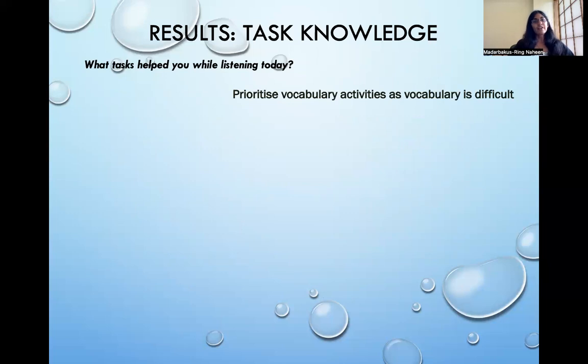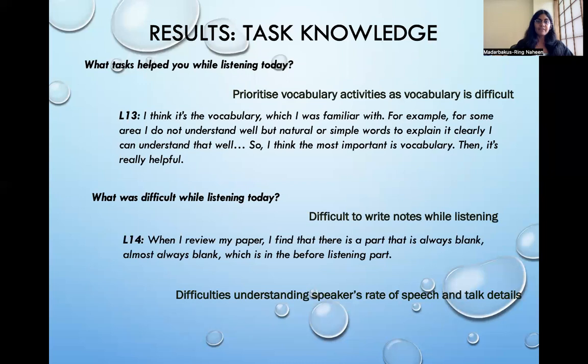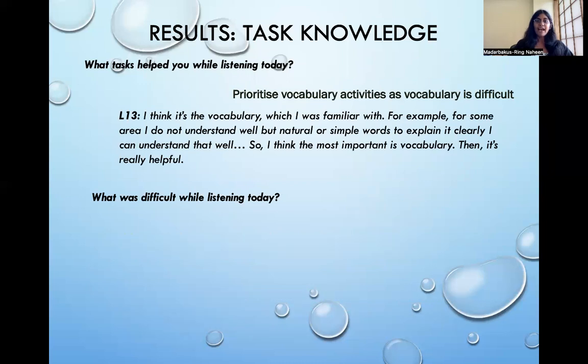In task knowledge, the question was, what tasks help you to listen today? And generally speaking, students tended to prioritize vocabulary activities as the vocabulary was difficult. They felt that the vocabulary was familiar, and they also felt that, for example, natural and simple words needed to be explained, but then they knew what to focus on.